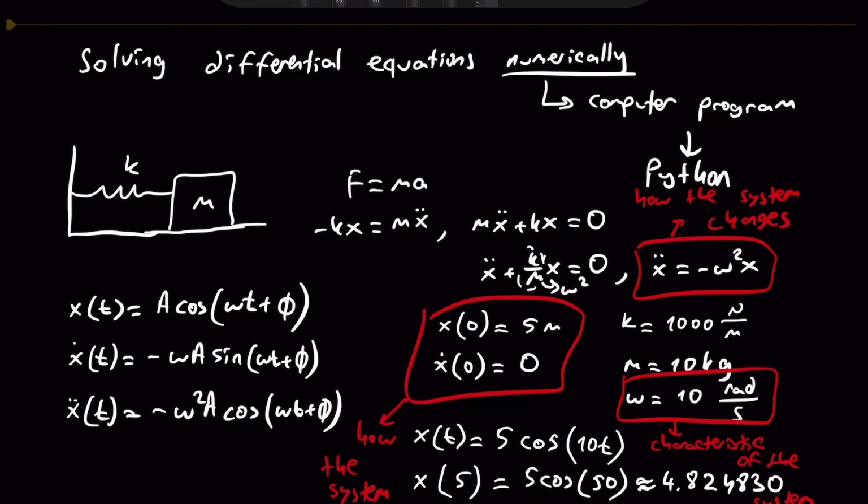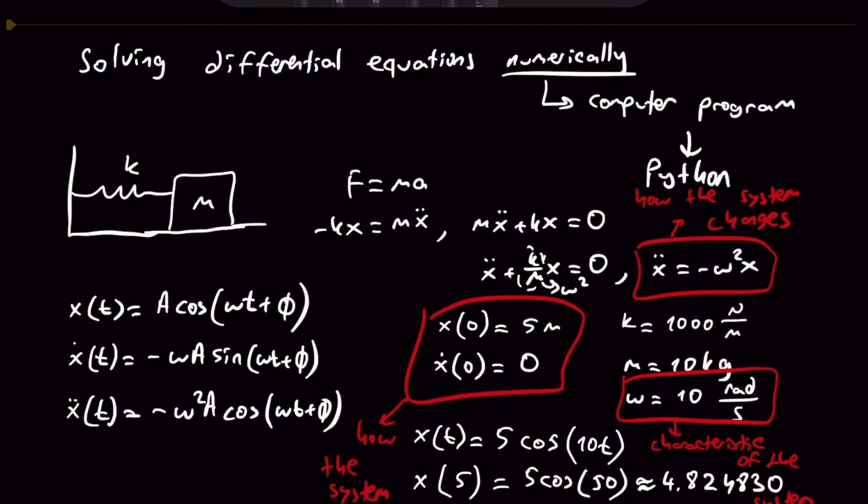When you think about it, I know how the system starts. I know how it changes. I also know the characteristics of the system. So I should be able to find out what the position is going to be after 5 seconds. Can I do that without explicitly solving for this expression? Because even though it was easy in this case, maybe in some other problem I am unable to solve for the position. It's a hard problem maybe.